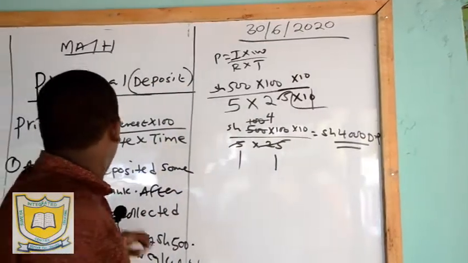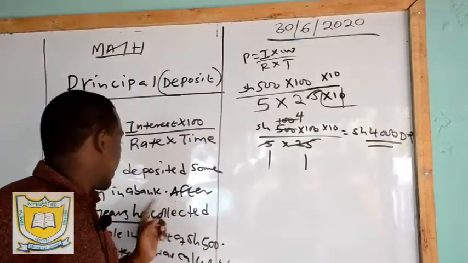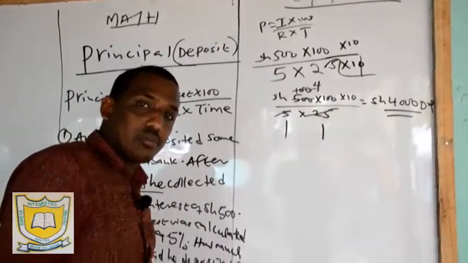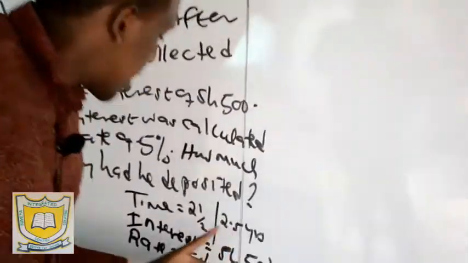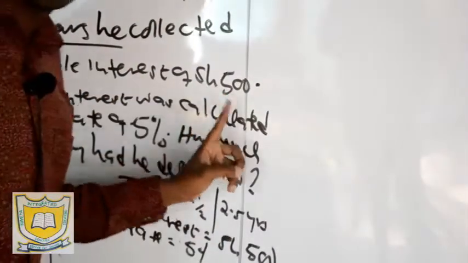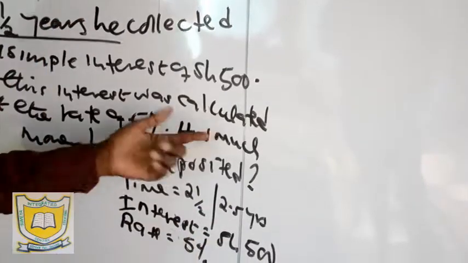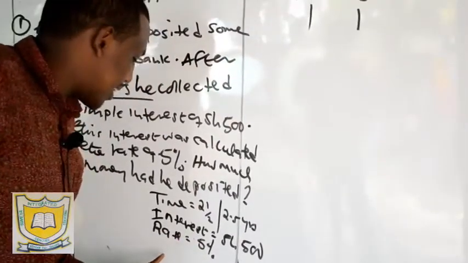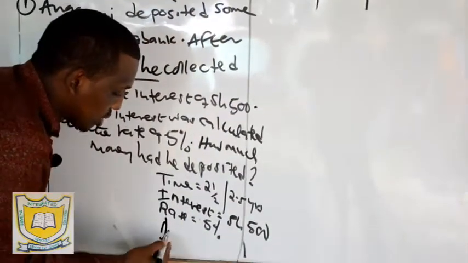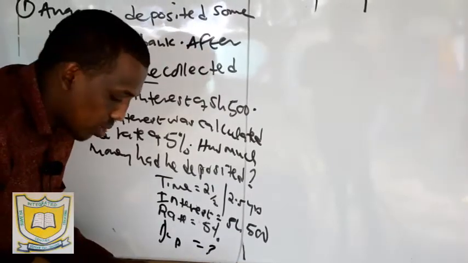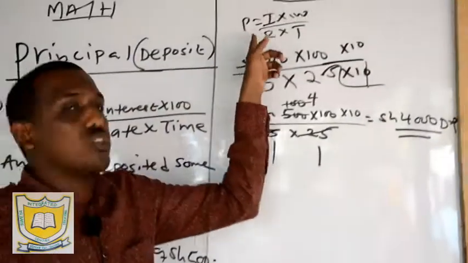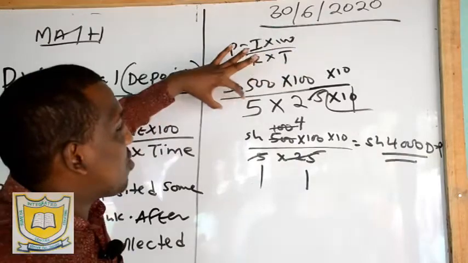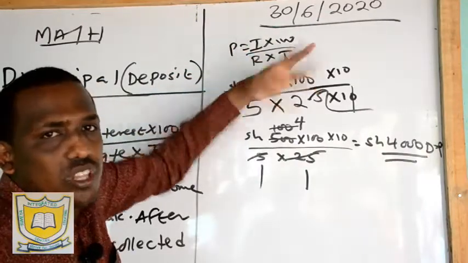I'm repeating, you are told Ogonyo deposited some money in a bank. After 2.5 years, 2.5 years is 2.5. I prefer the point. Then you are told he collected an interest of shillings 500. Interest, shillings 500. Then you are told at the rate of 5%. The rate is 5% now. What they're asking now is the deposit. We don't have the deposit. They're asking the deposit or the principal. How do we get the principal? I said principal is equal to interest times 100 over rate times time. Interest 500 times 100 over 5 times 2.5 years, easy way.